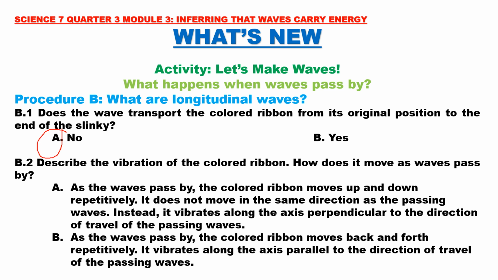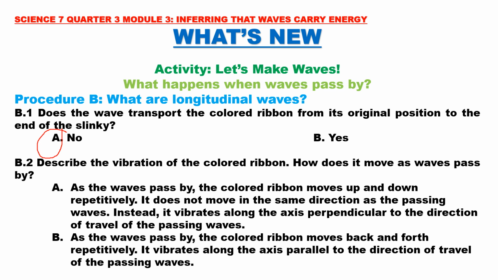Okay, B2, describe the vibration of the colored ribbon. How does it move as waves pass by? So we have two choices. Letter A, as the waves pass by, the colored ribbon moves up and down repetitively. It does not move in the same direction as the passing waves. Instead, it vibrates along the axis perpendicular to the direction of travel of passing waves. B. As the waves pass by, the colored ribbon moves back and forth repetitively. It vibrates along the axis parallel to the direction of travel of the passing waves.